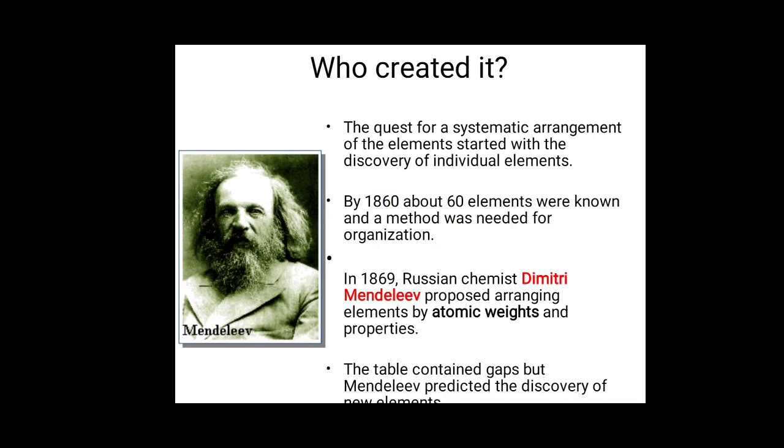Next, we start a new topic, that is the periodic table. As we know, who created it? It is a systematic arrangement of elements that started with the discovery of individual elements. In 1860, about 60 elements were known and a method was needed for their organization. In 1869, the Russian chemist Dmitri Mendeleev proposed arranging elements by atomic weight and their properties.